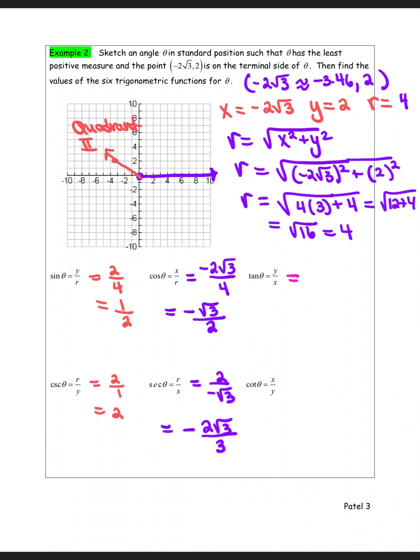Tan of theta is y, which is 2, over x, which is -2 square root of 3. Simplifying that, that's 1 over negative square root of 3. And when we rationalize this, it will be negative square root of 3 over 3.